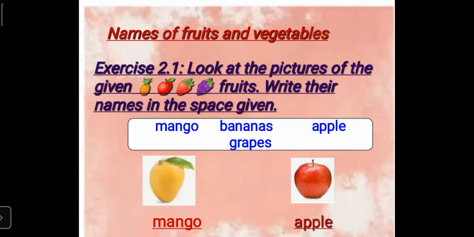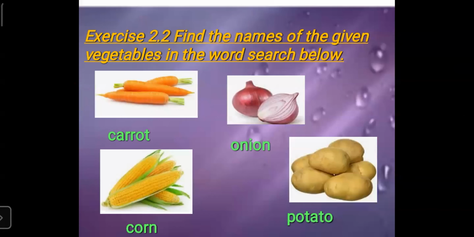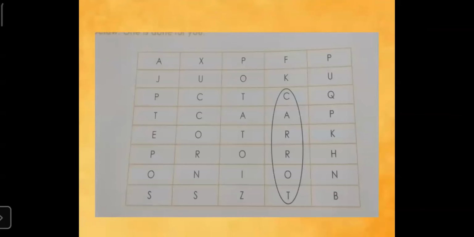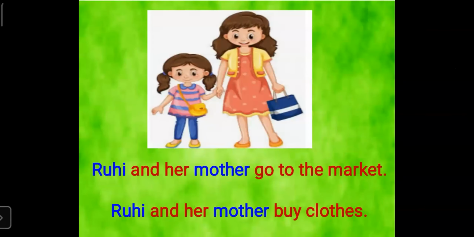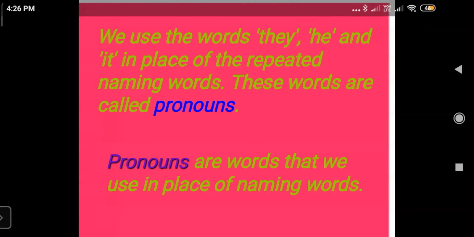Children, in this module, we also learned the names of some fruits, isn't it? Mango, apple, grapes, banana. Then some vegetable names also we have learned. What have we learned? Carrot, onion, corn, potato. Then we have done a puzzle where we have to search the names of the vegetables. So children, now let's move to the next activity.